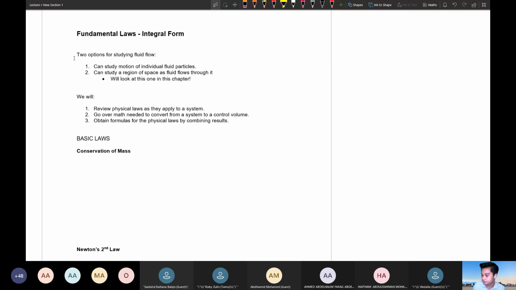So two options. Yeah, let me connect this one first. Okay.